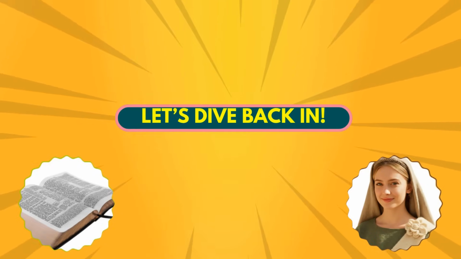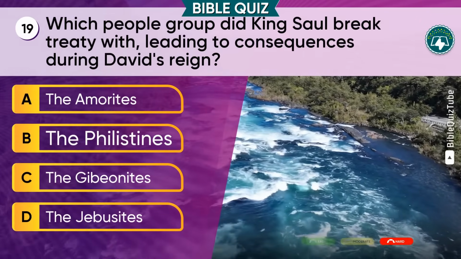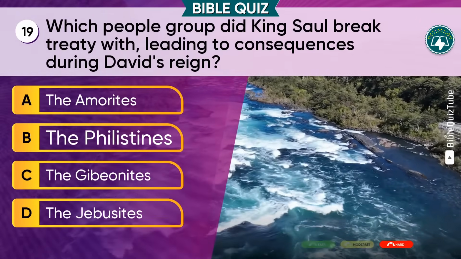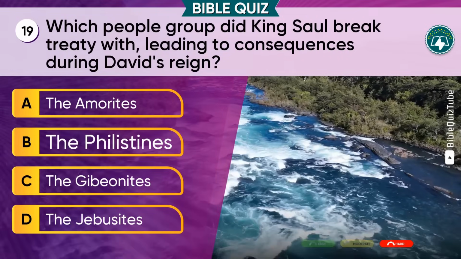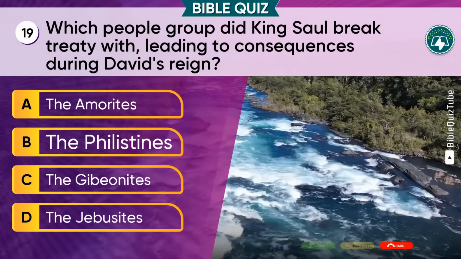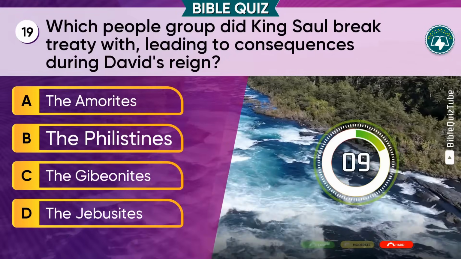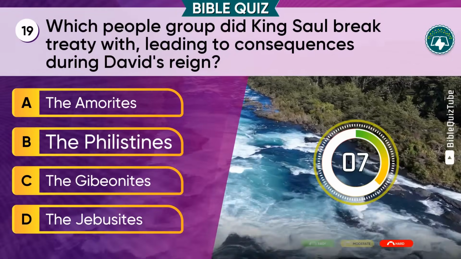Let's dive back in. Question 19. Which people group did King Saul break treaty with, leading to consequences during David's reign? A. The Amorites, B. The Philistines, C. The Gibeonites, D. The Jebusites.